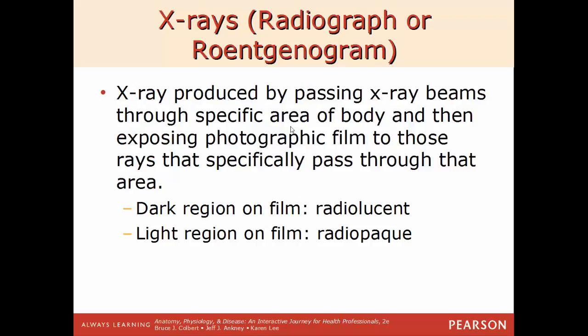All right, going back to X-rays. These are produced by passing X-ray beams through a very particular part of the body, and then exposing that on a photographic film. That's the standard black and white image that we've all seen to indicate what could be wrong in that particular area. The dark regions on that film are called radiolucent, and the light regions are called radio-opaque.